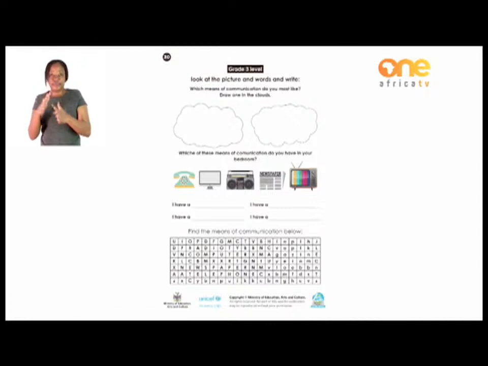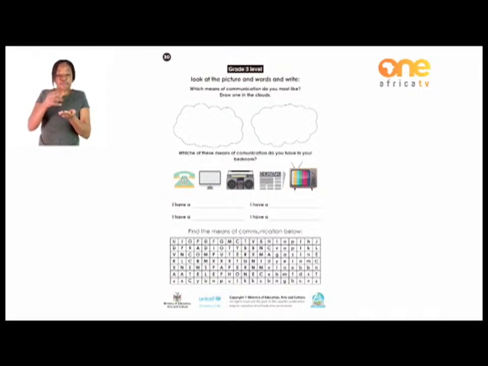And then check again, which of these means of communication do you have in your bedroom? Which one do you know that you have? Is it the one that you always use? It's the one that you must have in your bedroom. So which one of those? Is it the first one, which is a telephone? Do you have a telephone in your bedroom? Do you have a television in your bedroom? Do you have a radio, maybe a small radio? Do you have a newspaper in your bedroom? Maybe when your mother or your father bought a newspaper, when they are done reading, you always collect them and put them in your room so that you can also read.